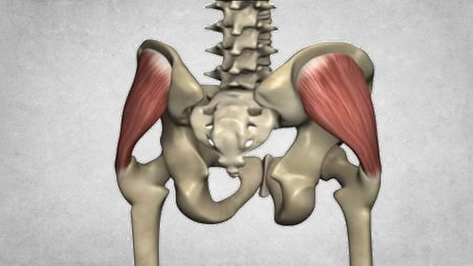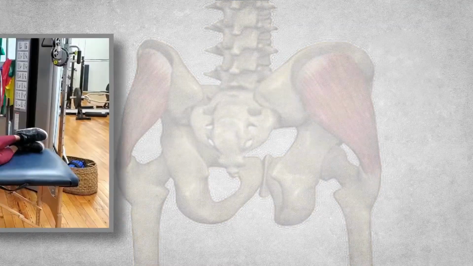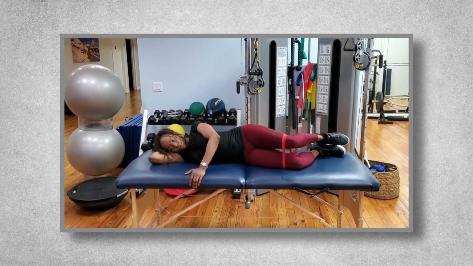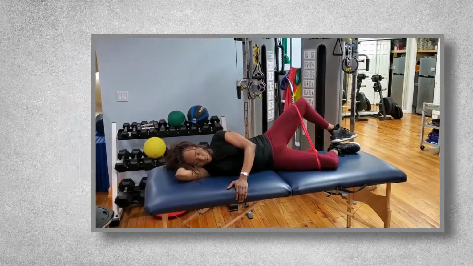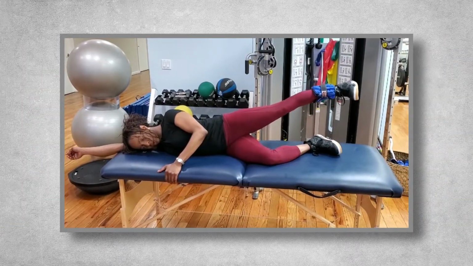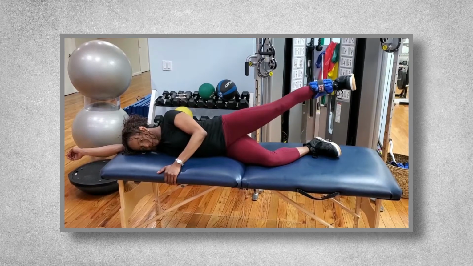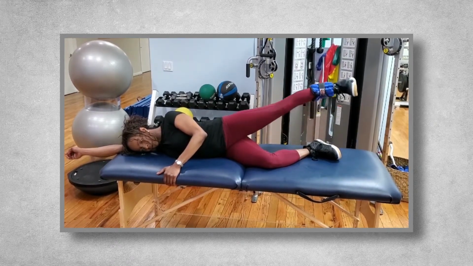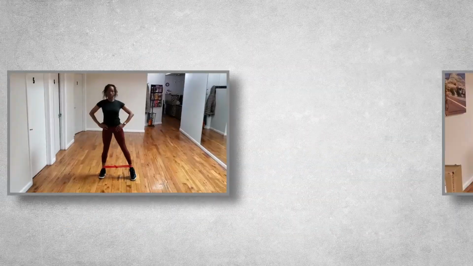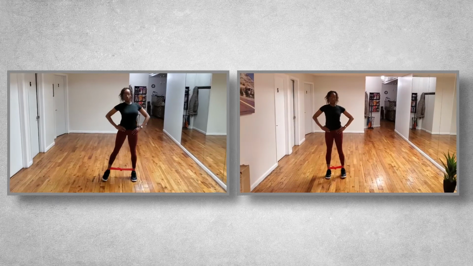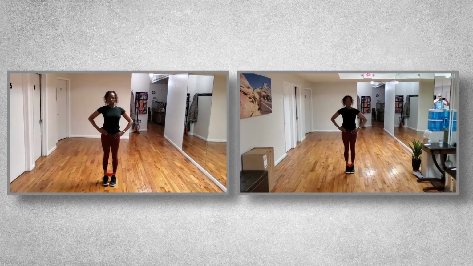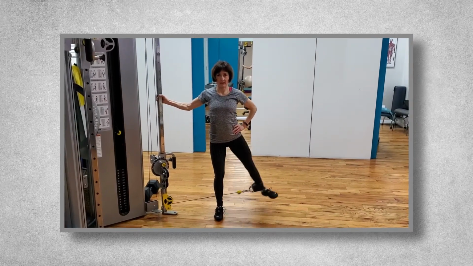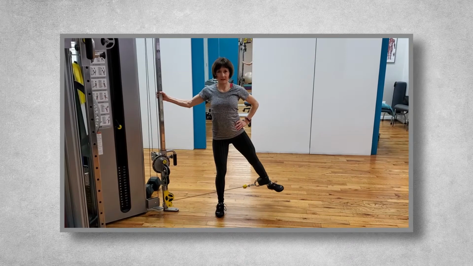My toolbox for the abductors, or outside of the hips, includes side-lying clams because of the rotation component, side-lying leg raise with an ankle weight, side stepping and monster walks with a TheraBand, and cable hip abduction because it kills two birds with one stone, strengthening on the working side and improving stability on the non-working side.